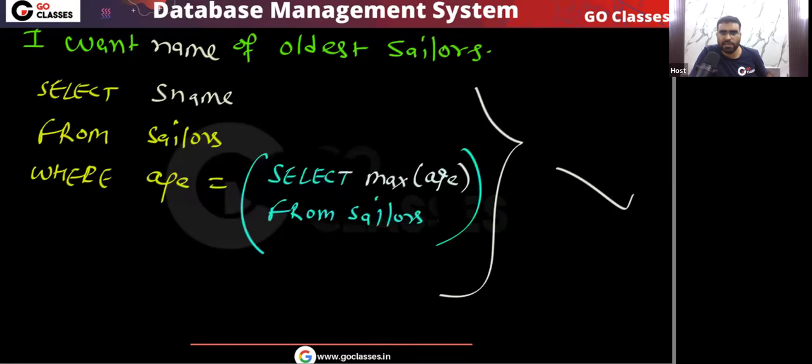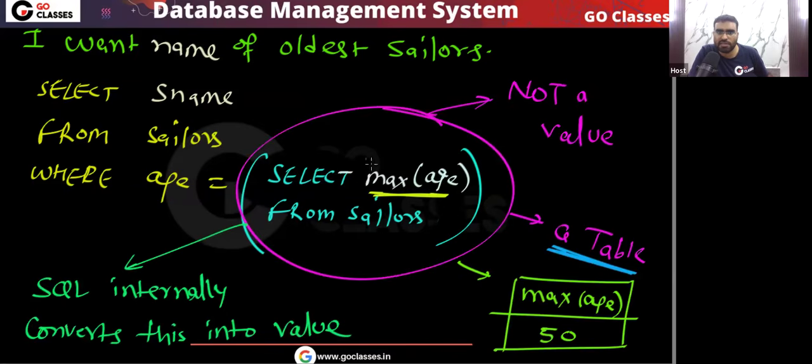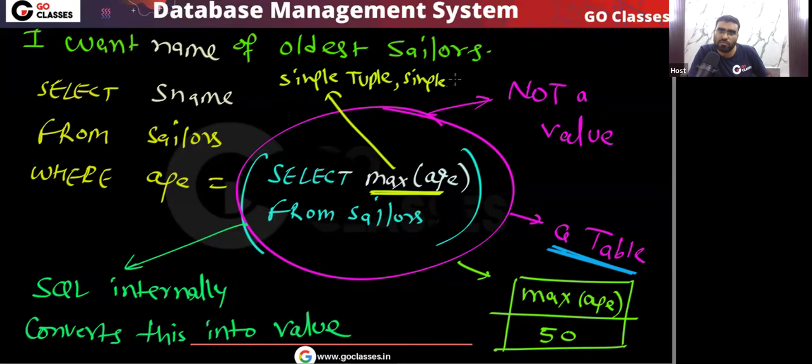No, single tuple and single attribute. Single attribute, single tuple. See, here single aggregate function, single tuple. There is a guarantee of single aggregate function, single tuple. This will give you the guarantee of single tuple, single column.